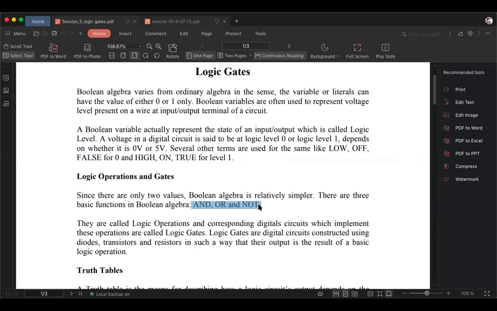These logic operations are basically used to prepare the digital circuit in the system, and this digital circuit is basically called the logic gates. Clear, guys?